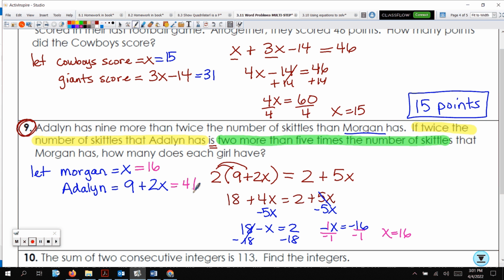So Morgan has 16 Skittles. And Adeline, let's spell it now. Adeline has 41 Skittles.